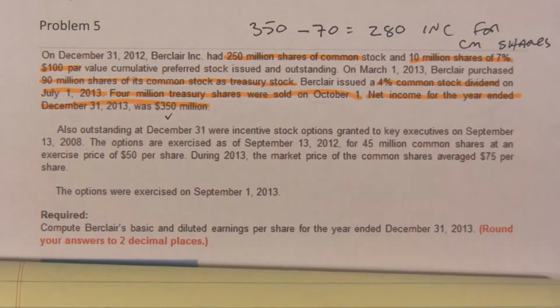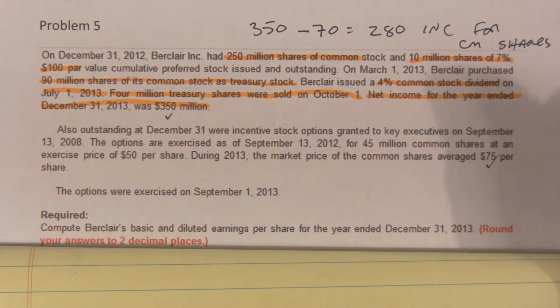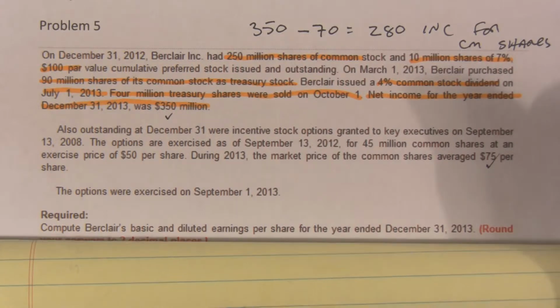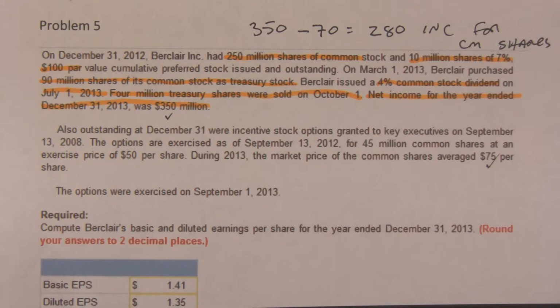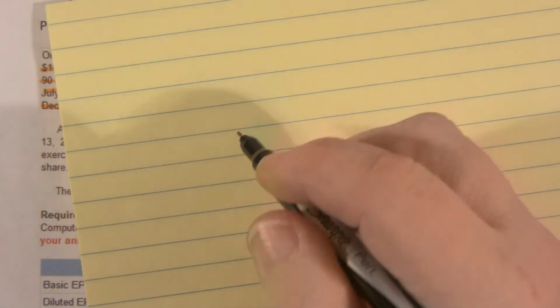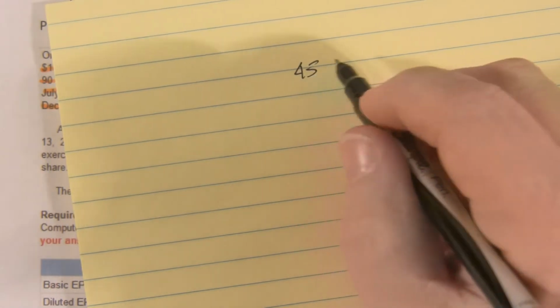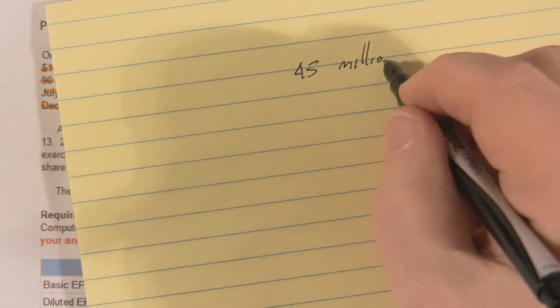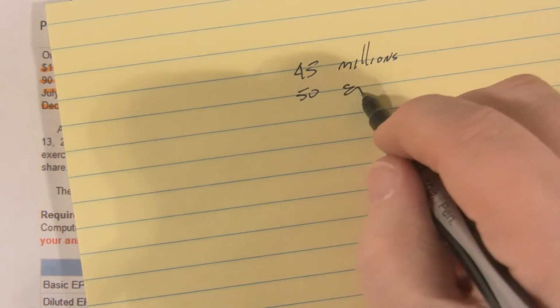Let's see if we have all this information here. I believe we do. The market price for common shares was 75, so that's what we would buy the treasury shares for. So let's take a look. To see how many shares we're talking about for the assumed number, there were 45 million shares, and the exercise price is $50.